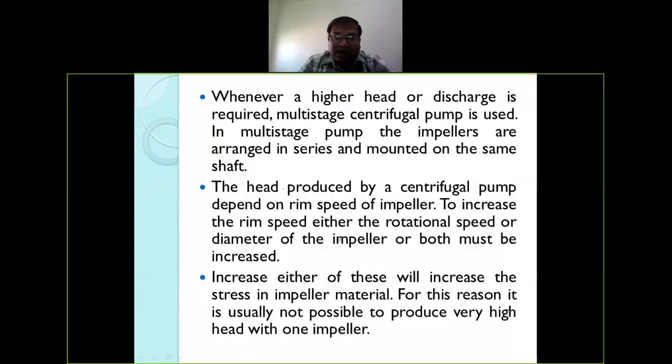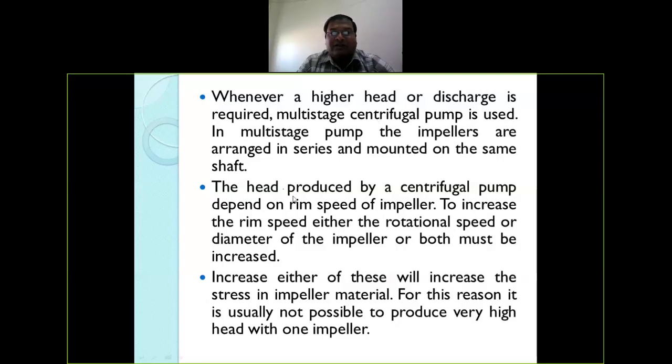But increasing either of these will increase the stress in the impeller material. For this reason, it is usually not possible to produce very high head with one impeller only. And this is the reason why we go for the multi-stage centrifugal pump instead of a single stage centrifugal pump.